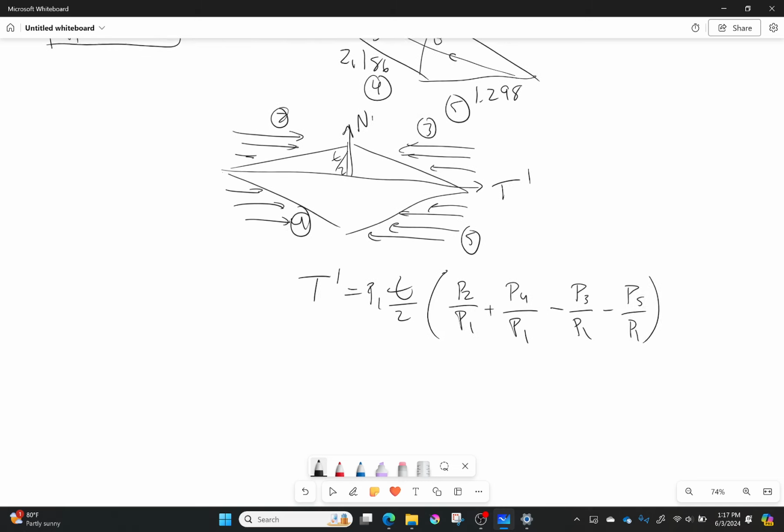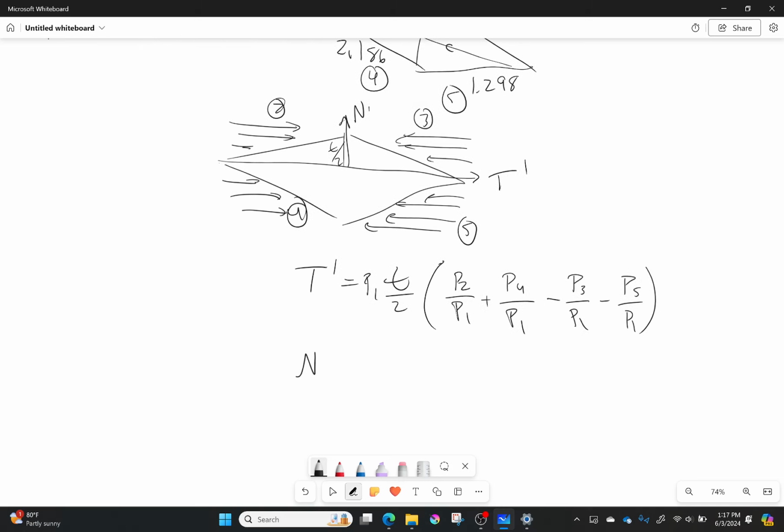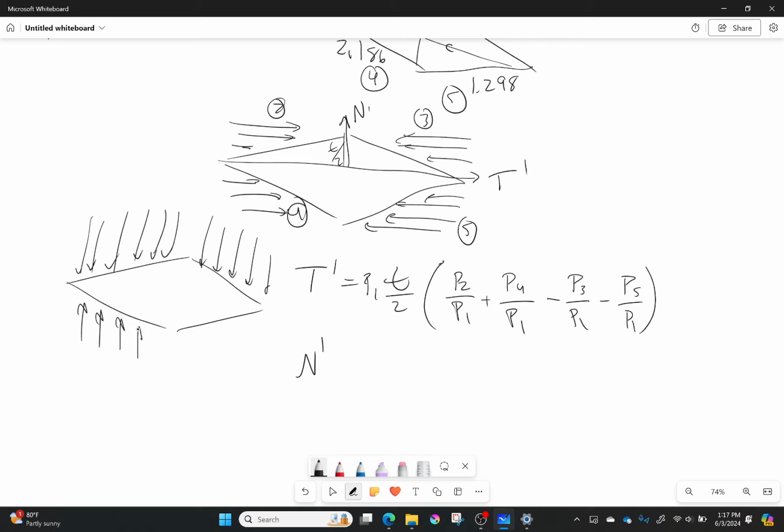Nice. Now let's find N prime, okay? Let's find this N prime, and we can go from there. Now, if I'm redrawing this again for N prime, once again, I'm only caring about forces that are going like this, okay? All that stuff right here. Yes, that should do it just fine.